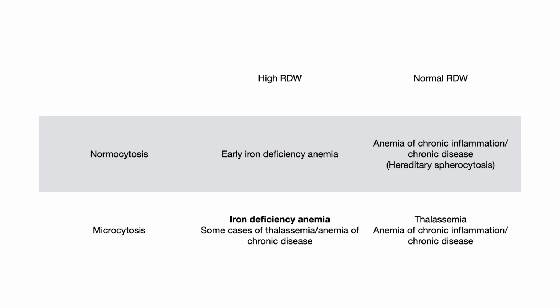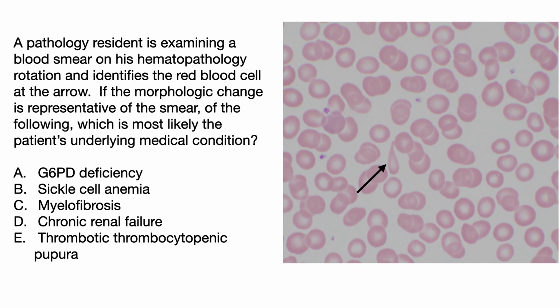So here's the question. Pause the recording, look at it, answer it, and then the next thing we'll go on to describe it. A pathology resident examining a blood smear on a hematopathology rotation identifies the red blood cell at the arrow. If the morphologic change is represented in the smear, which of the following is most likely the patient's underlying medical condition? So that's a teardrop cell, a dacrocyte, so that'd be myelofibrosis, like it's pulling itself out from the myelofibrosis.